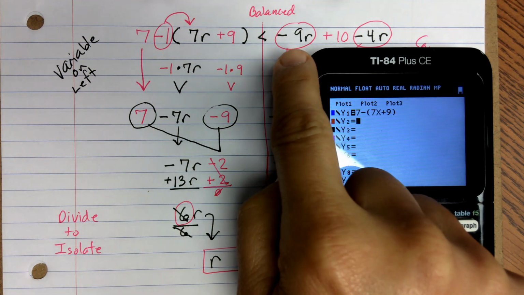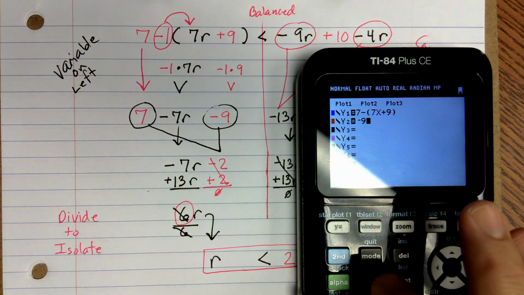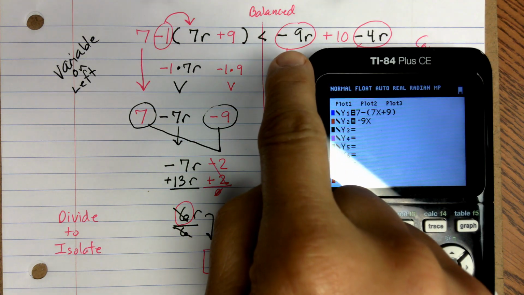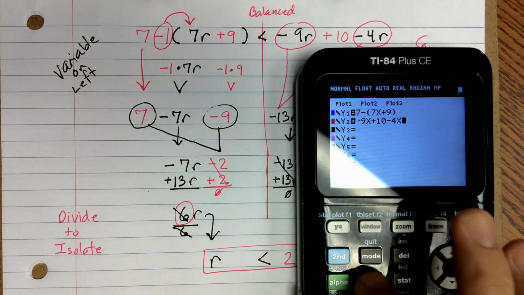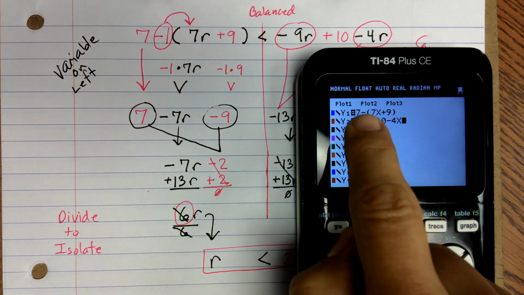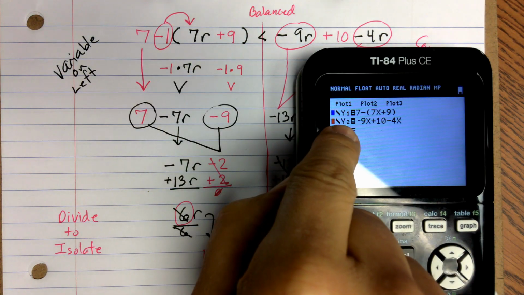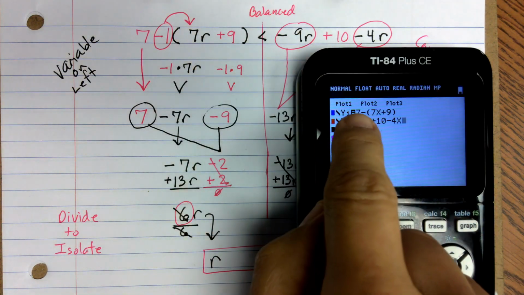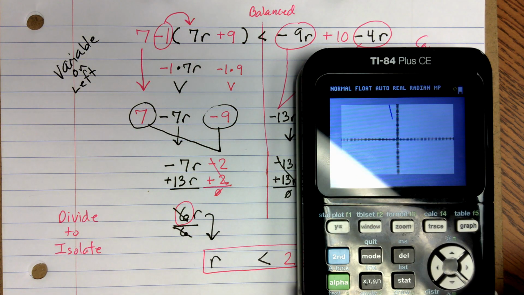Now my second equation is going to be what's on the right side here. So I'm going to put negative 9x in place of negative 9r plus 10, and then minus 4r, so minus 4x. Now I've got both sides of my equation. I broke it up into 2 parts. What's on the left side is in my top equation. What's on the right side I put as my second equation. And now I'm going to simply hit graph.